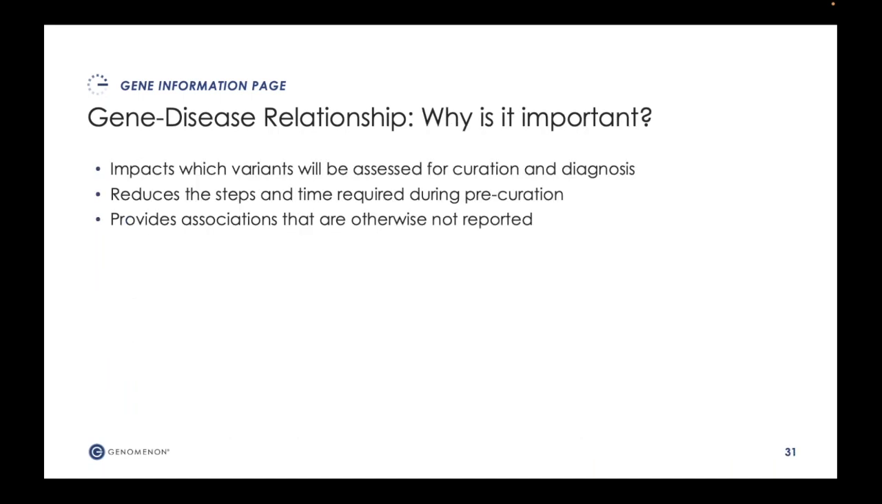Next slide. So this is important because it impacts which variants will be assessed for curation and diagnosis. Gene-disease relationships are often a precursor to variant interpretation. It also reduces the steps and time required during pre-curation and allows curators to get to the answer faster. Next, it also provides associations that are otherwise not reported in any other database.